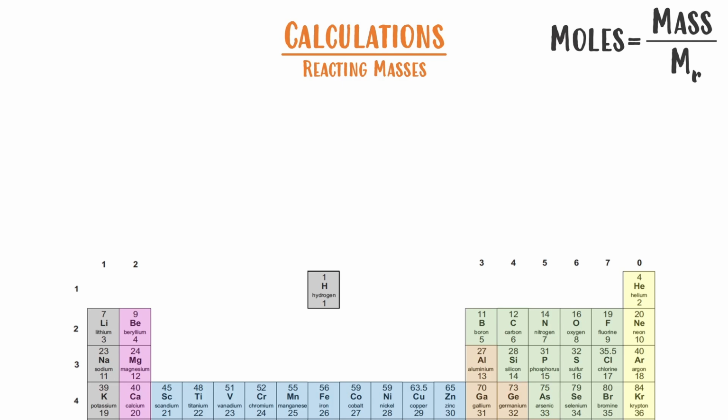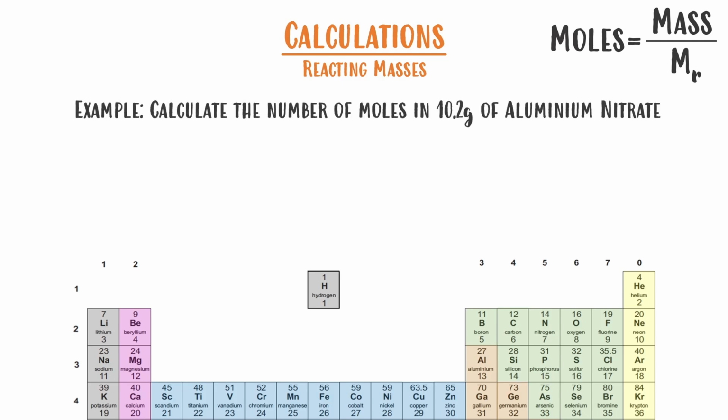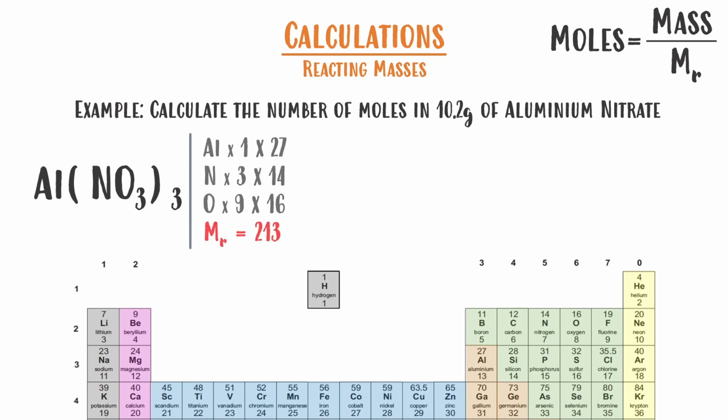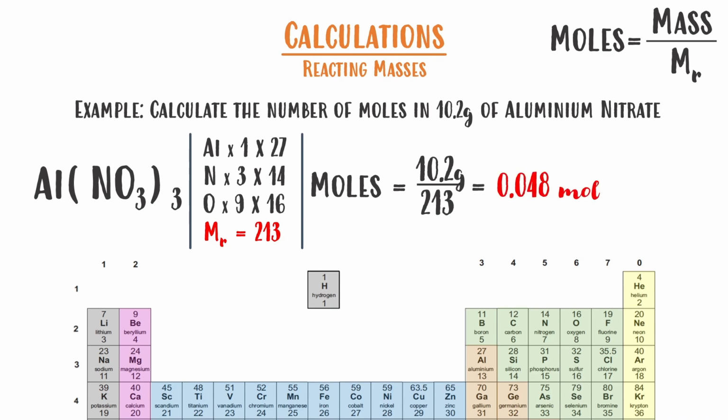Let's remind ourselves how to calculate moles. Now, with this example, we're told we have 10.2 grams of aluminium nitrate and we're required to work out the moles. So, first thing we're going to do is work out the MR, and we can use the periodic table, which is always provided in an exam. And then we just input the values into the formula, where 10.2 grams divided by 213 is going to give us 0.048 moles.